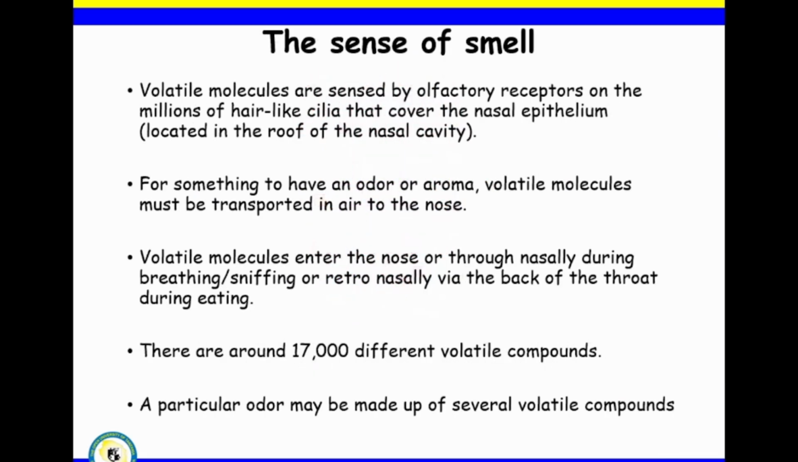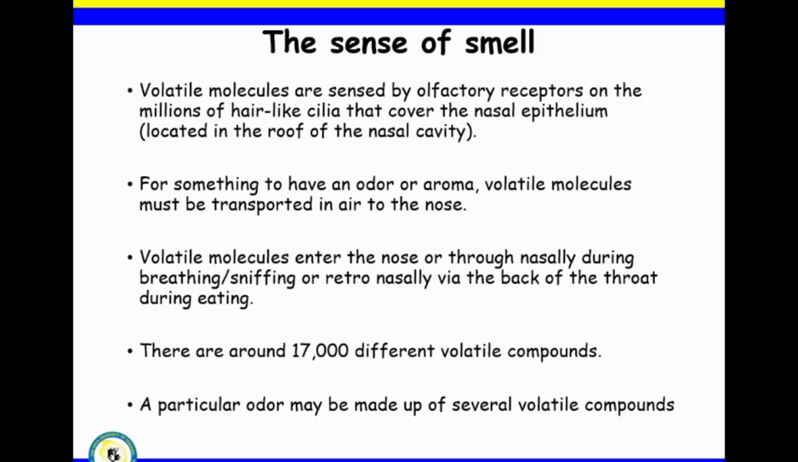The sense of smell. Volatile molecules are sensed by olfactory receptors on the millions of hair-like cilia that cover the nasal epithelium. So now we are talking about the smell, so we are talking about the nose. Inside the nose, we all know that there are hair-like cilia that cover the nasal epithelium located in the roof of the nasal cavity. For something to have an odor or aroma, volatile molecules must be transported in air to the nose.